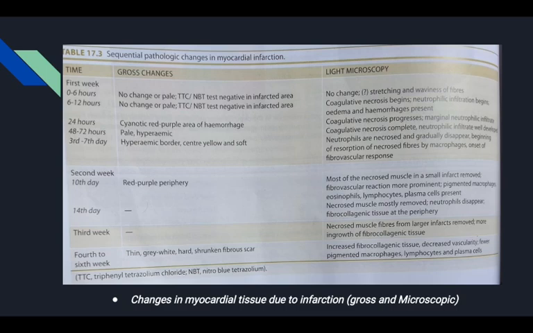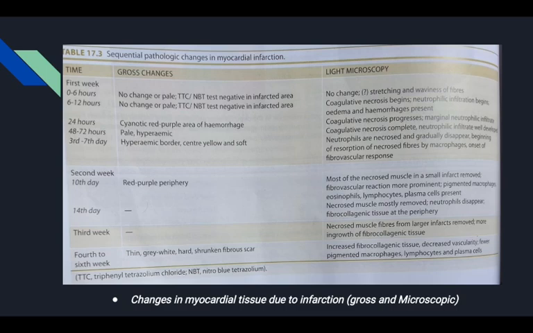Now, when we see the microscopic change according to time, in the first week, no change, stretching and waviness of fibers are seen. Coagulative necrosis begins, neutrophilic infiltration begins, edema and hemorrhages present. Around 24 hours, coagulative necrosis complete, neutrophilic infiltration well developed. Around 48 to 72 hours, neutrophils are necrosed and gradually disappear, beginning of resorption of necrosed fibers by macrophages, onset of fibrovascular response.